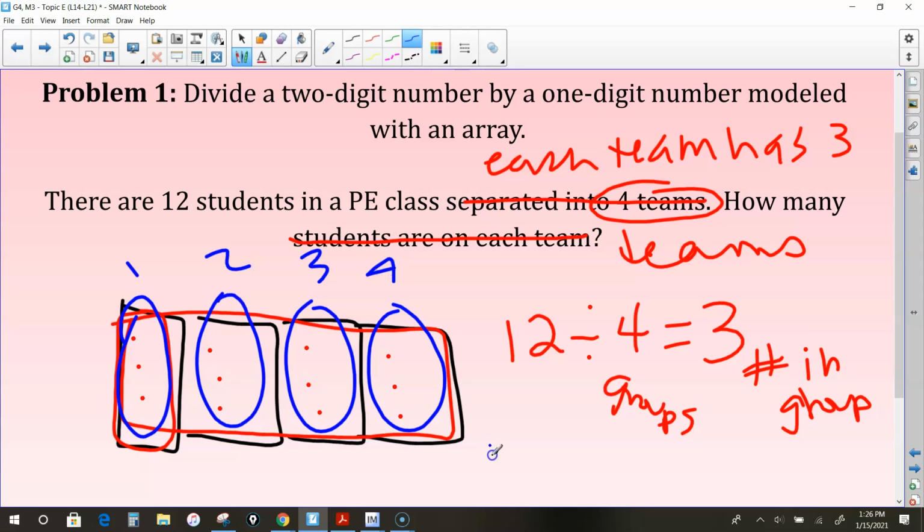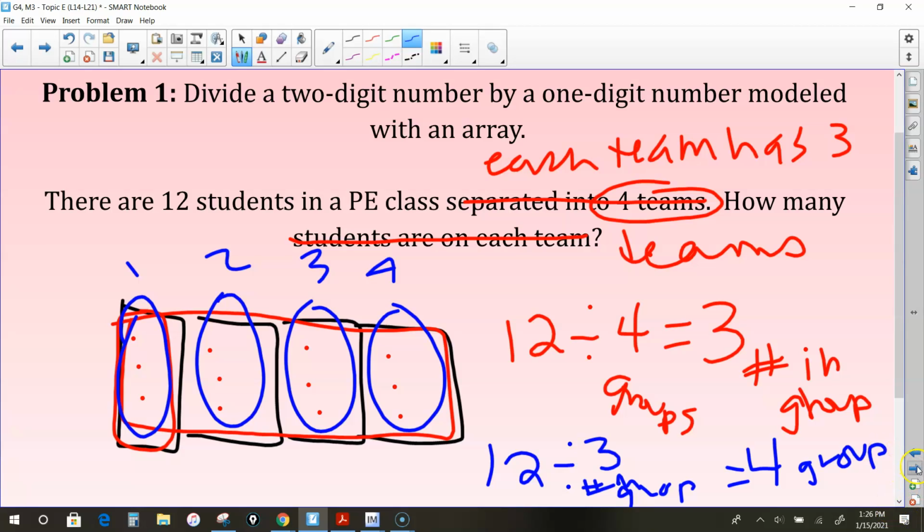So our division sentence for that would be 12, how many students we started with, divided into groups of 3. So this is the number in a group. Then that gives us 4 teams, which is like having 4 groups. So it's the same problem, and we solve it the same way. One time we're dividing by 4 because we're putting them into 4 groups, and the other way we're dividing them into groups of 3.